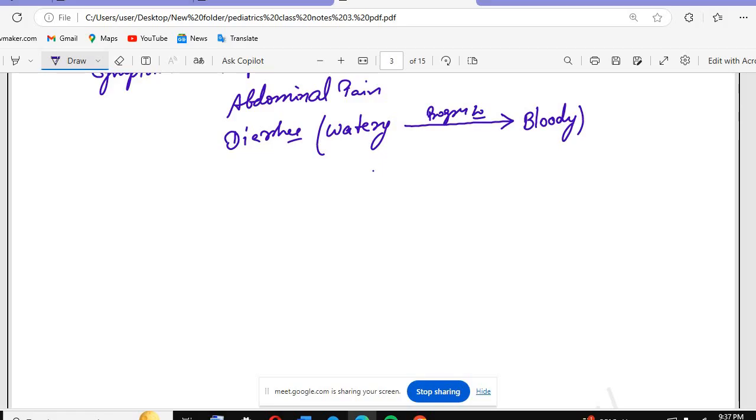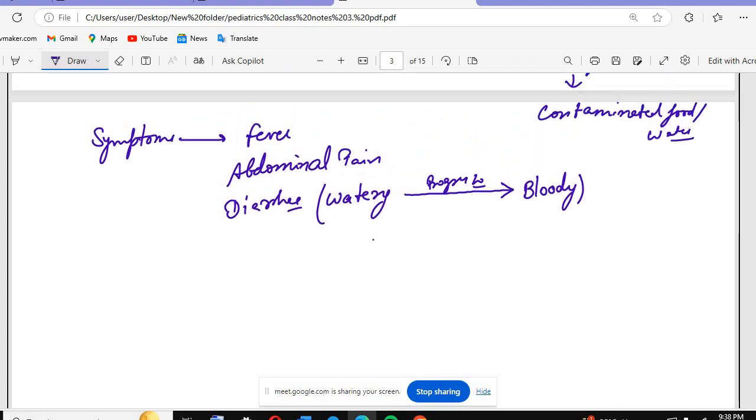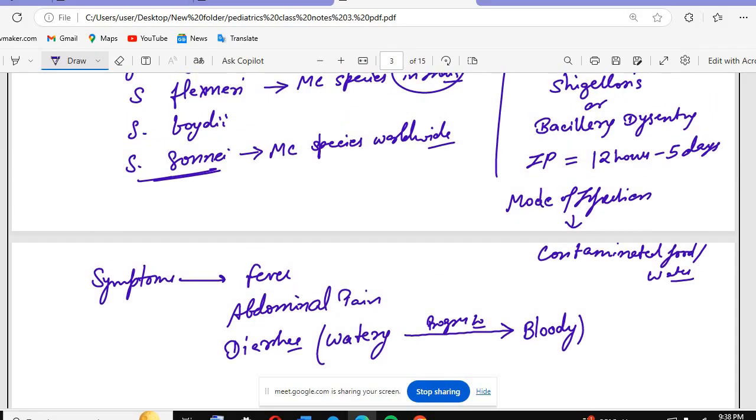Otherwise, you can imagine 15 liters or 20 liters of water loss as watery diarrhea, and having a stink or smell would be there. So the whole hospital would have to go out. Okay, so that is the best thing here in cholera.